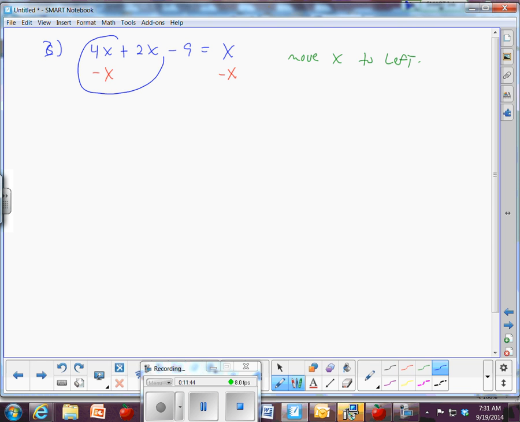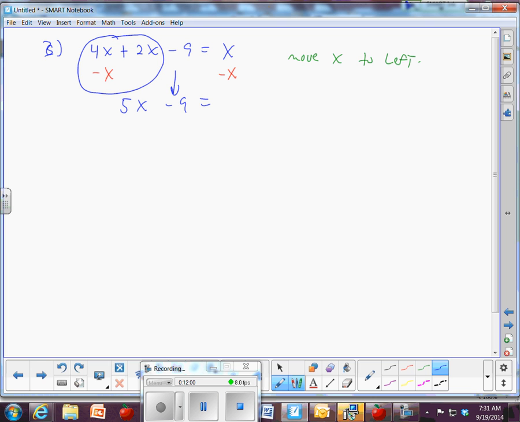Right now here on the left, I'm ready to add up like terms. 4 of them and 2 of them is 6 of them. 6 of them minus 1 of them is 5 of them. And I hope you agree that that's 5x. Still have our -9, right? We have our equal sign.